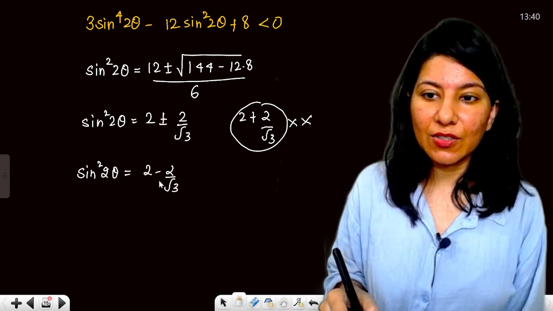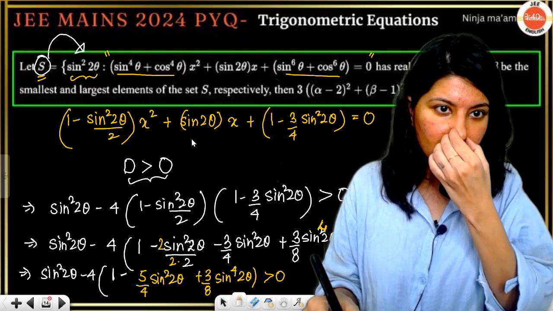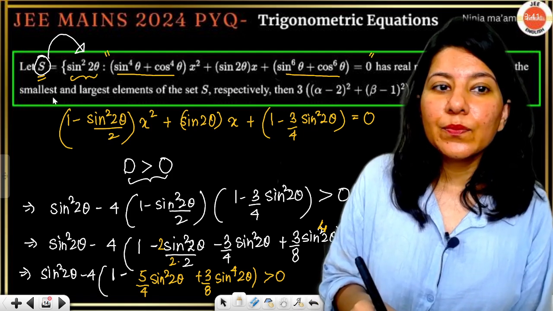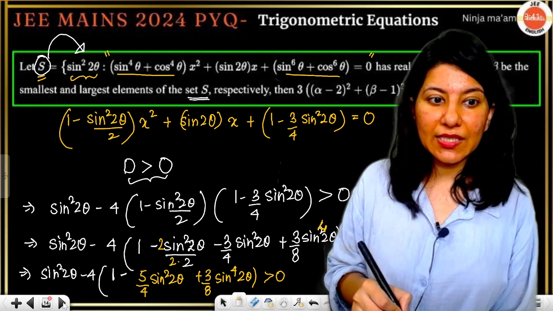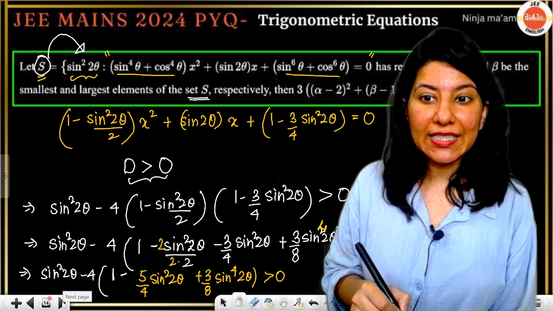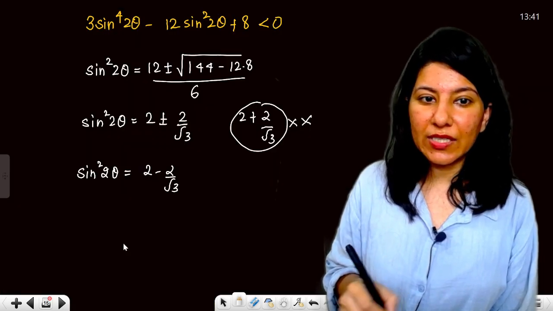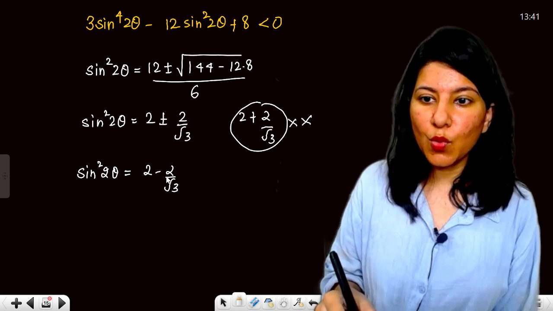This can be our answer. All right, now let us go back to the question. If alpha and beta be the smallest and largest elements of set S, that's what they are saying. Smallest and largest elements of set S, alpha and beta. So alpha is the smallest one, sine square 2 theta. Alpha is the smallest one.